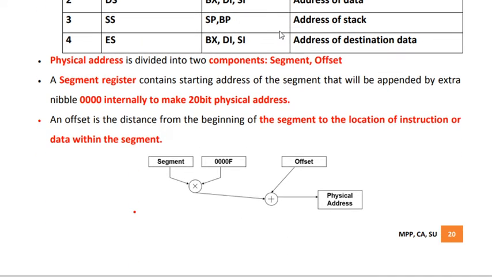So this is a very simplified procedure of creating representation of 20-bit physical address. So what we do is we append an extra nibble internally to the segment register in order to make 20-bit physical address, and then we add offset to that in order to create displacement from the segment register. So this is a very simplified process of creating a representation of 20-bit physical address.